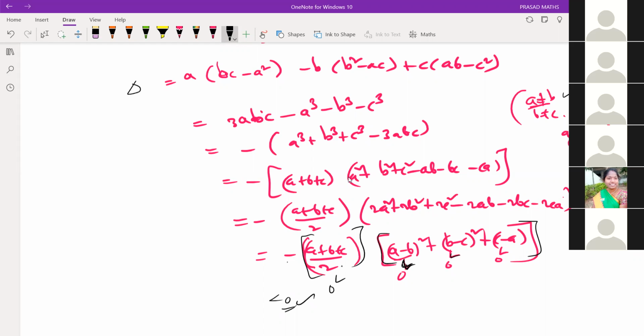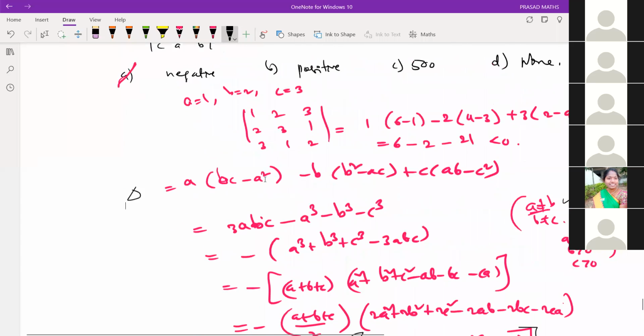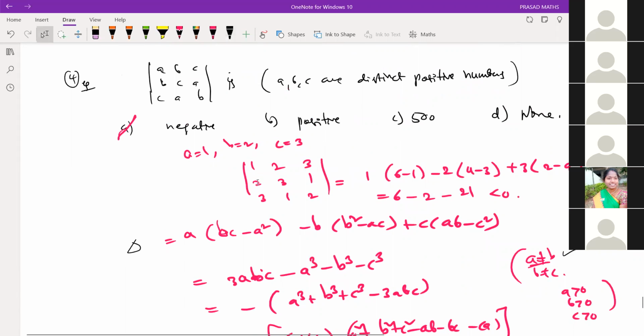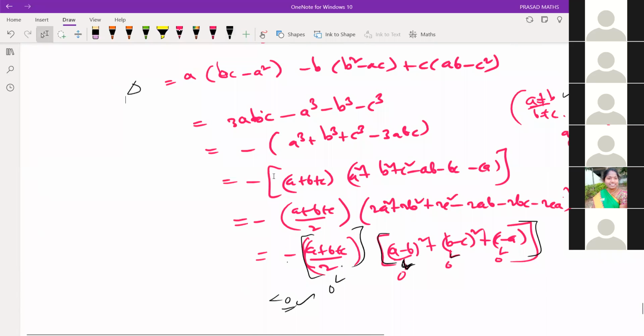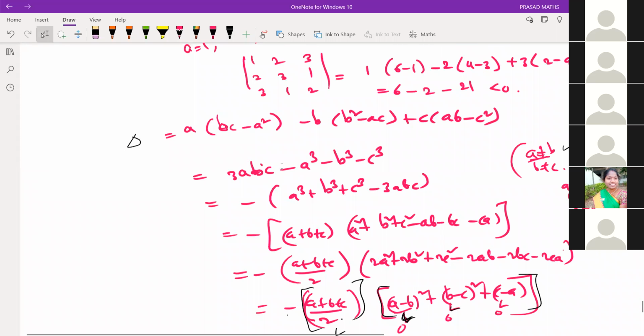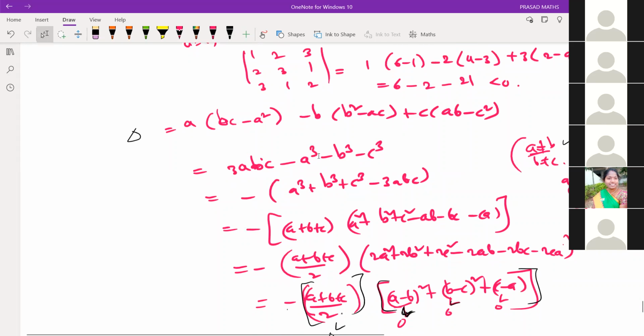This is also easy. We can go through any argument. Last problem answer 0, sir. No, sir, it is negative. One more doubt, sir. In this problem, if he has not mentioned that ABC are positive.